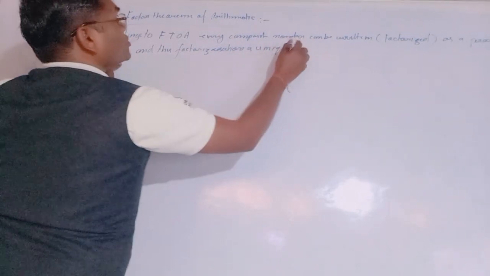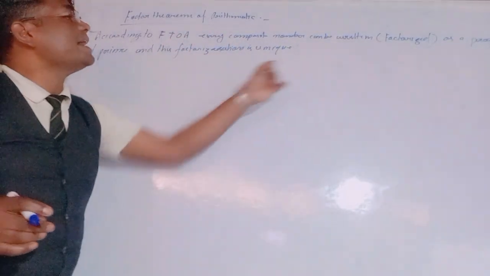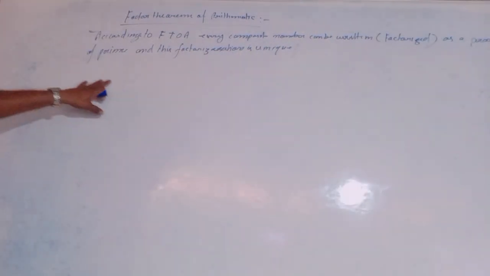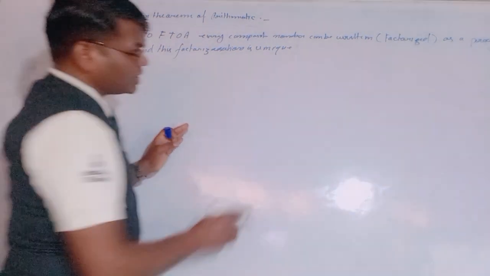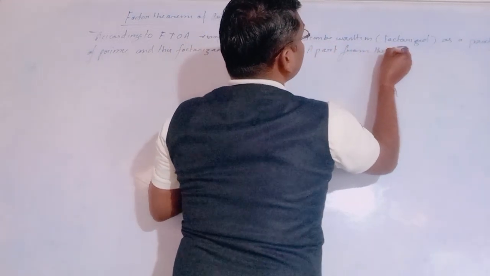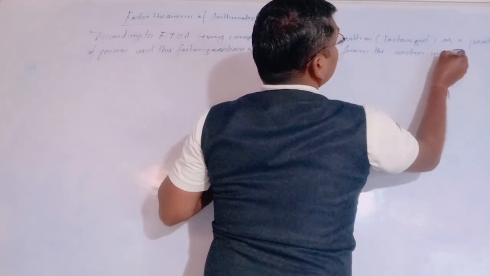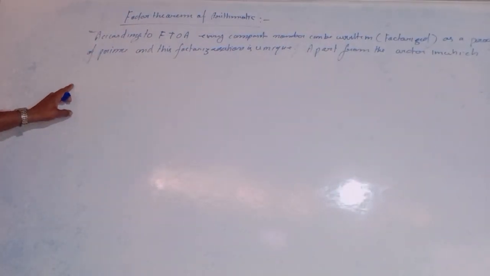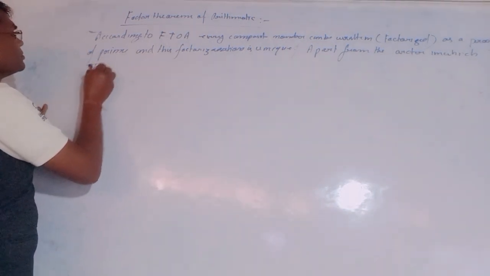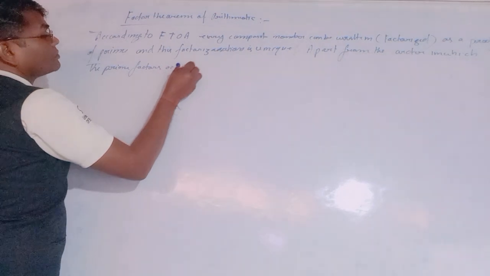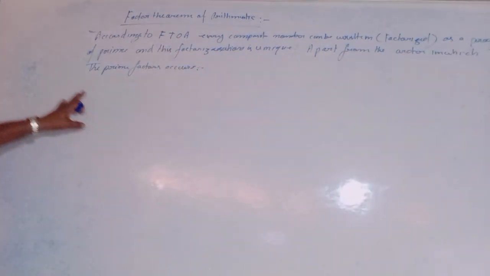Okay, a composite number can be factorized as a product of primes, and this factorization is always unique, apart from the order in which the prime factors occur.